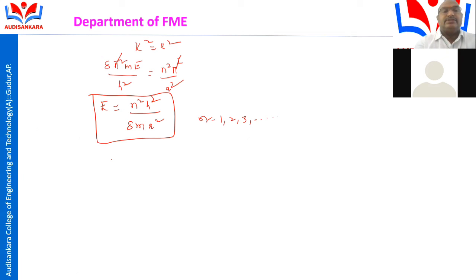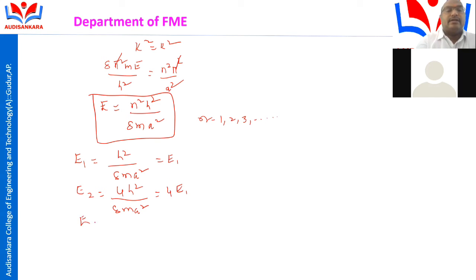So my dear students, for example, E1 is equal to h square by 8m a square. For n is equal to 2, it is 4h square by 8m a square, that is called 4E1. E3 is 9h square by 8m a square, that is 9E1. And for n is equal to 4, it is 16h square by 8m a square, that is called 16E1.